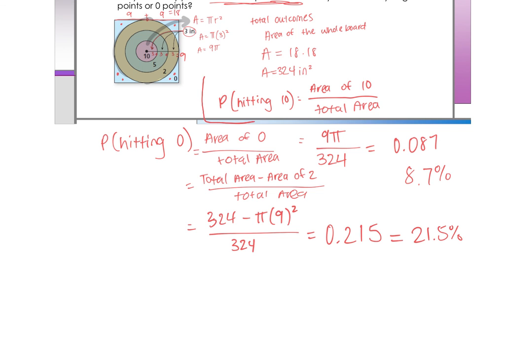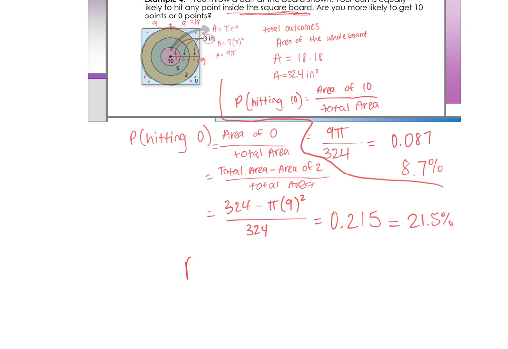So which one, guys, is more likely to happen? Hitting a 0. So the probability of hitting a 0 is more likely.